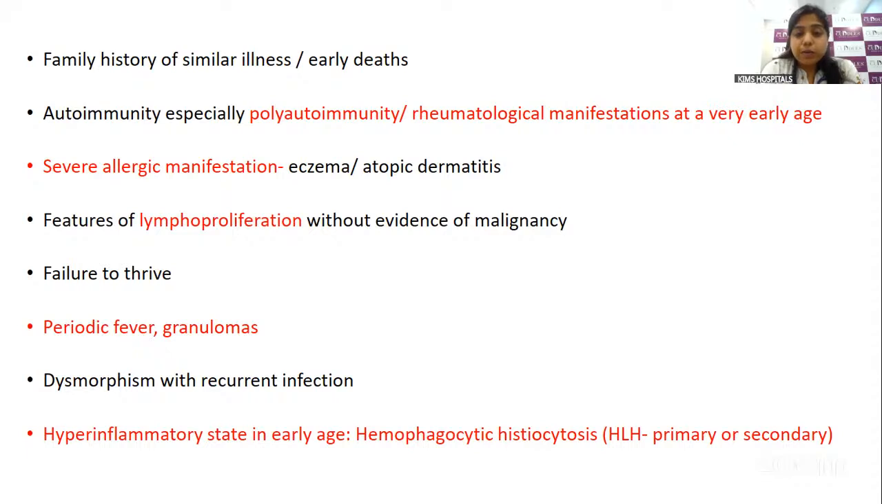And last but not the least, in case of HLH, whether primary or mostly secondary HLH, like due to dengue or scrub typhus that we used to see, the severe form of secondary HLH sometimes can be due to an underlying inborn error of immunity also.